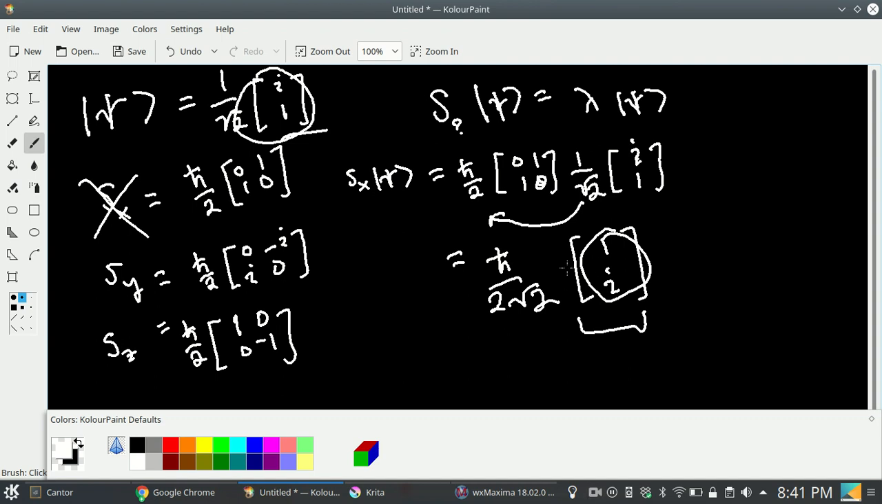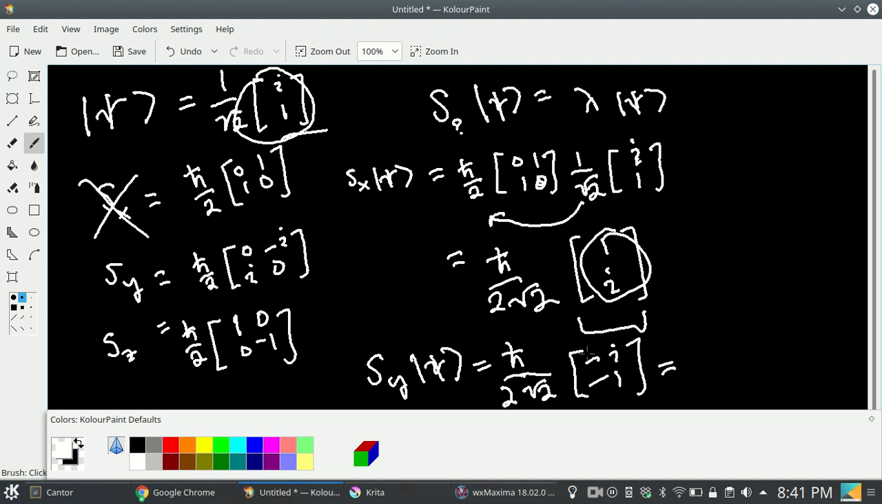I got a non-match for sz, but I got a match for sy. Here's what I got for sy. I ended up with h bar over 2 like this, and then I had -i and -1 like that. That's just the same as pulling out -1 as a scalar, so that's -h bar over 2, and then I'm going to rewrite this root 2 in the denominator as 1 over root 2, just so I can get maximum resemblance.